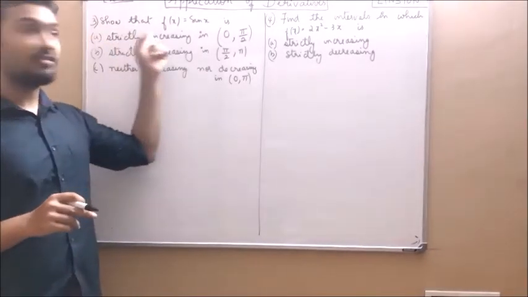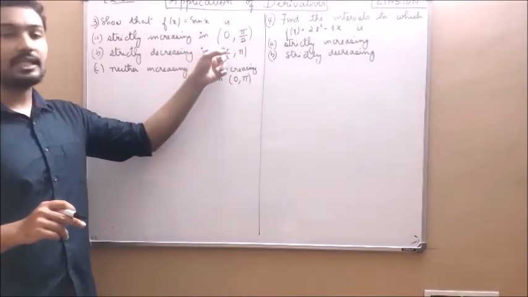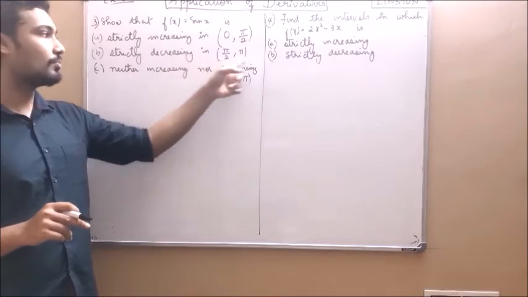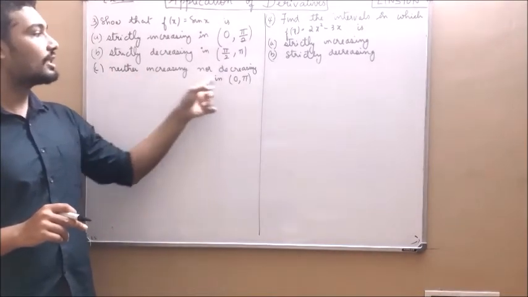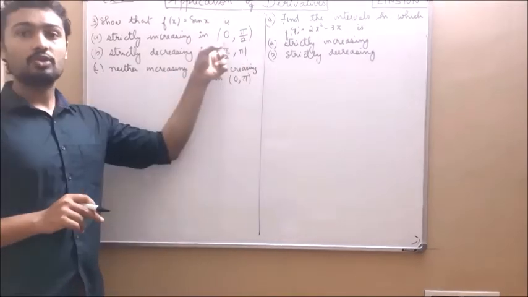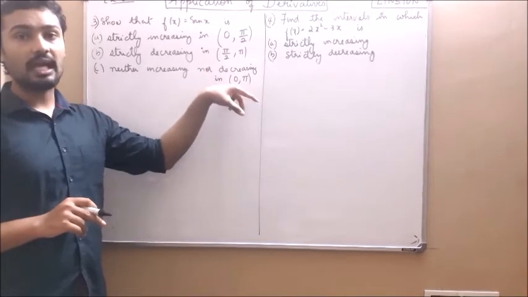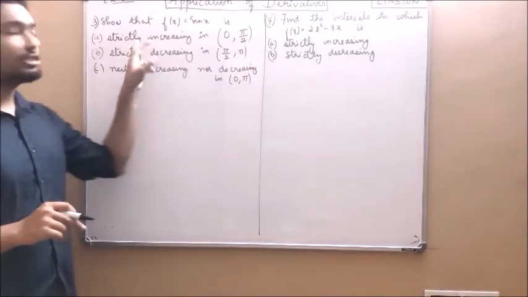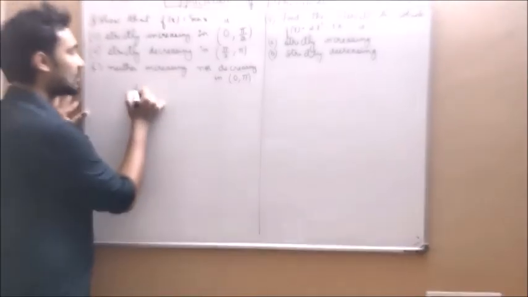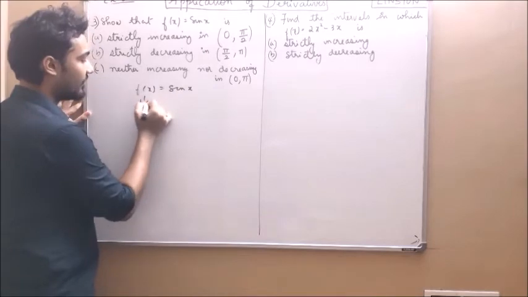Third question, show that the function f of x equal to sin x is strictly increasing in the interval 0 to pi by 2, strictly decreasing in the open interval pi by 2 to pi, neither increasing nor decreasing in 0 to pi. So this is the first quadrant, this is the second quadrant, this is first and second quadrant included. So to check whether increasing or decreasing, we have to take the derivative. So f of x equal to sin x, take the derivative f dash of x.